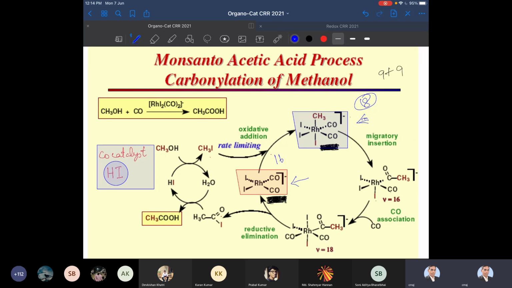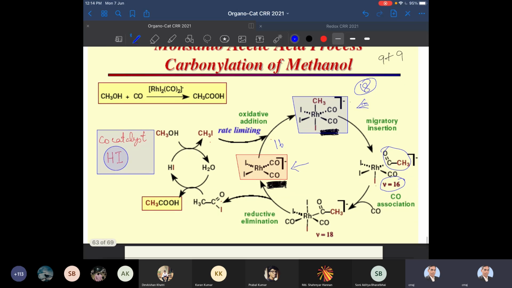On the other hand, the starting complex is coordinatively unsaturated. I hope you follow. And then where migratory insertion takes place, it again becomes a 16 electron complex. Why? Because instead of your carbonyl, you have an acyl group. You can count the number of electrons. And then association of a carbonyl ligand, again it becomes an 18 electron complex.